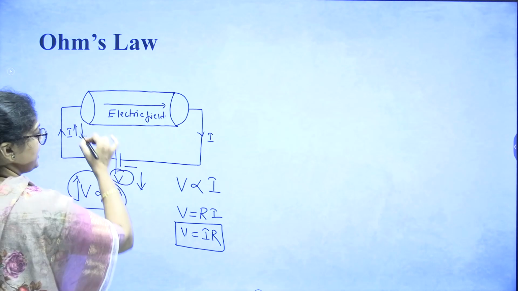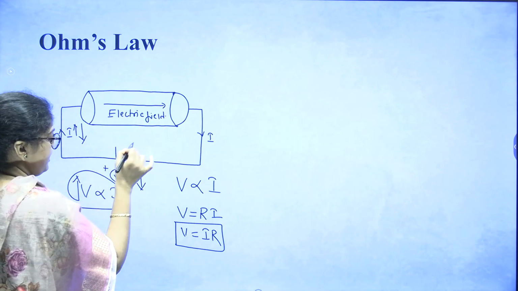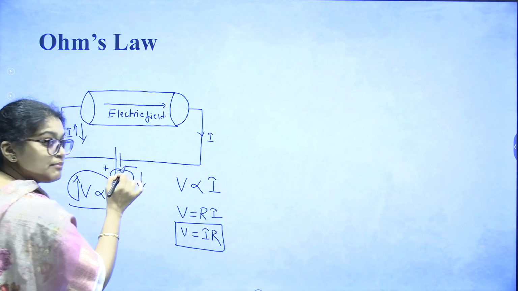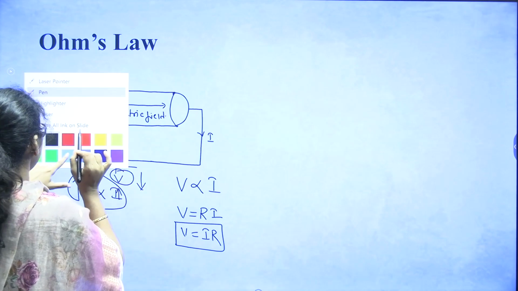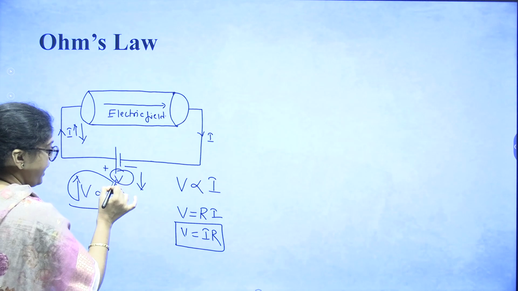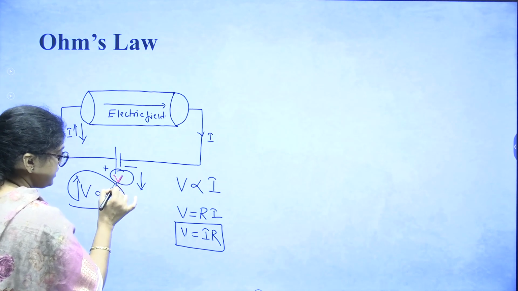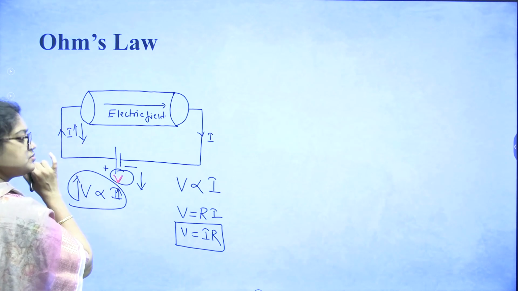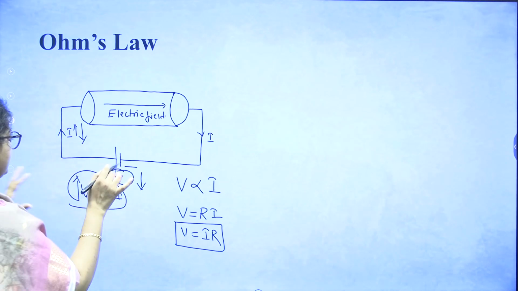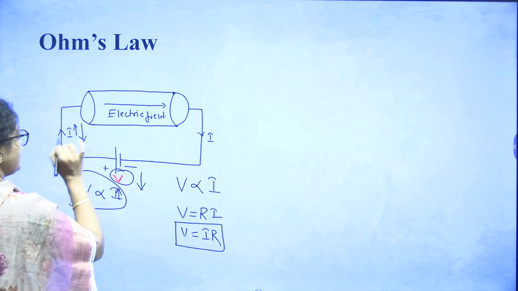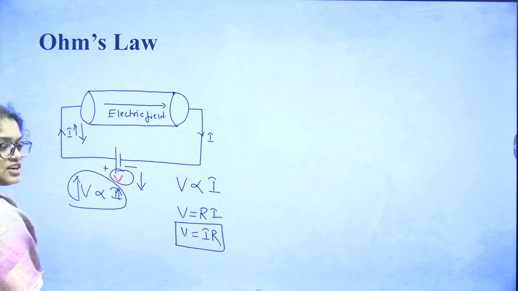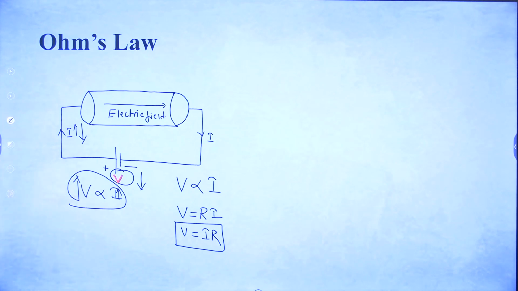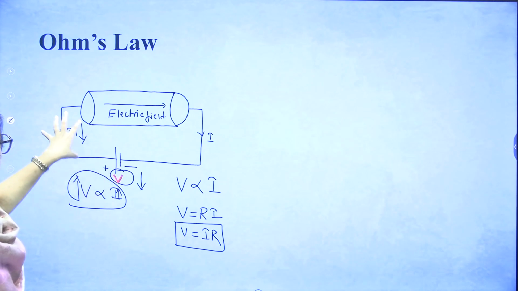Simple. I have taken a conductor here. To the conductor, I have connected a battery source. Due to this battery source, that is the voltage, the current has been generated here. Because of this voltage, the current has been generated and an electric field is established. Then the voltage will be directly proportional to the current at constant temperature.